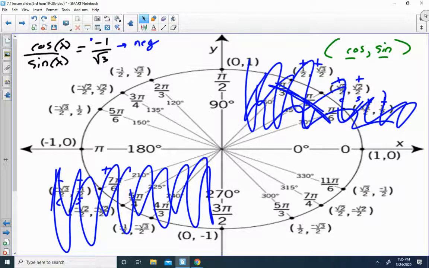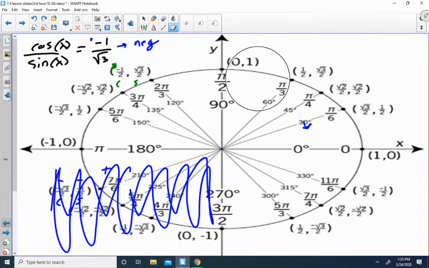Which ones in quadrant 2 and quadrant 4 would give us what we want? Well, I guess we'll start off with this one. Let's test it out. Let's do cosine divided by sine. And I'm going to make some room over here to do it. So let's try this one.